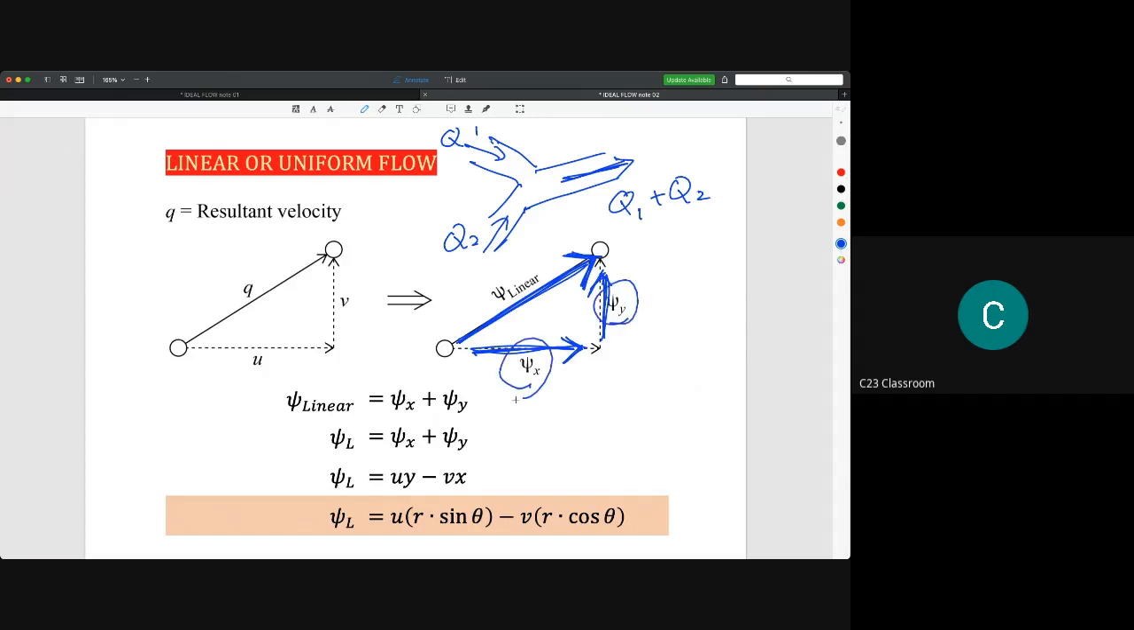So this is the idea of the stream function, because it must reflect the idea of flow rate.